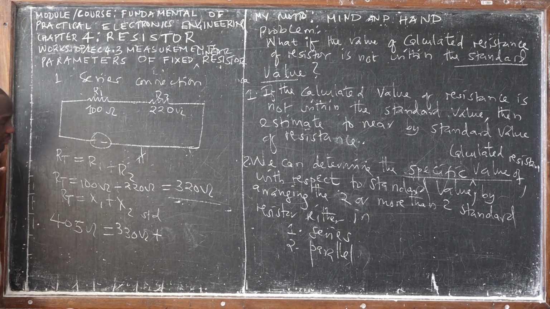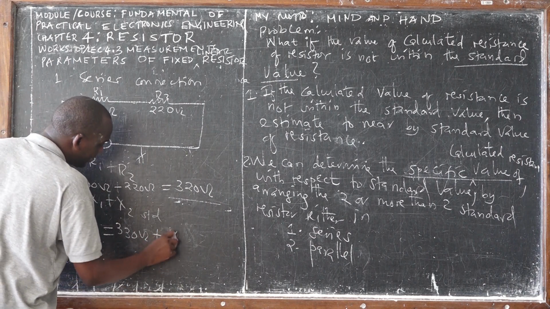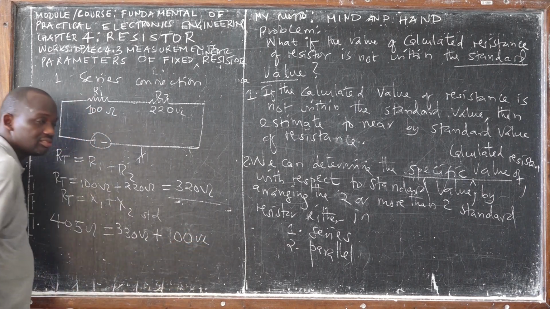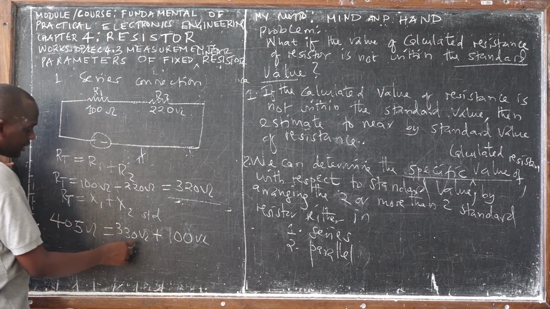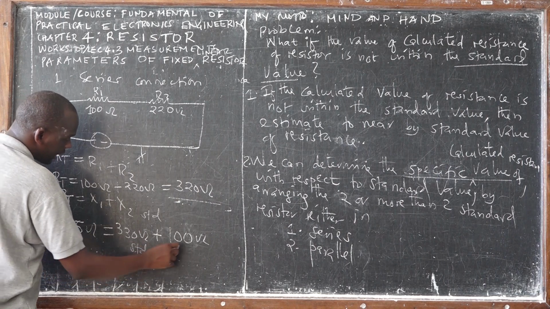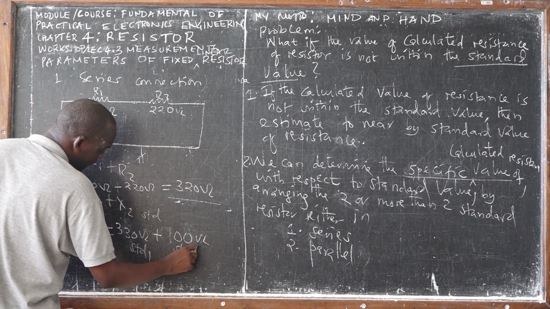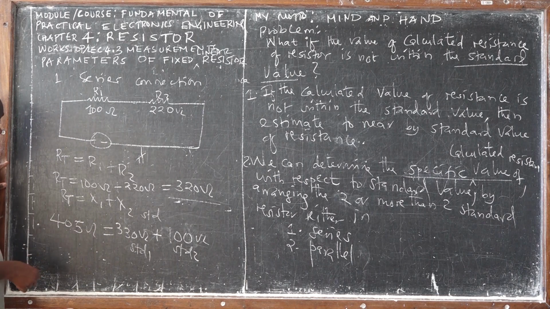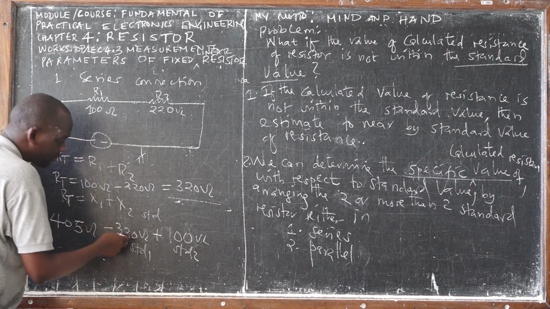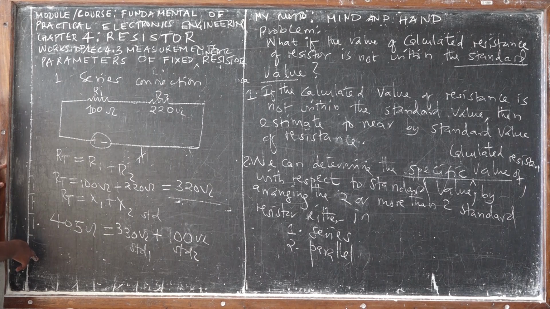75. But is 75 a standard resistor? No. What is the nearby standard resistor of 75? You are checking. The nearby is 100. This is a standard resistor, and this is a standard resistor. But now you can get a certain number. For instance, if you add, you get 430. 430, which is not yet a standard resistor.